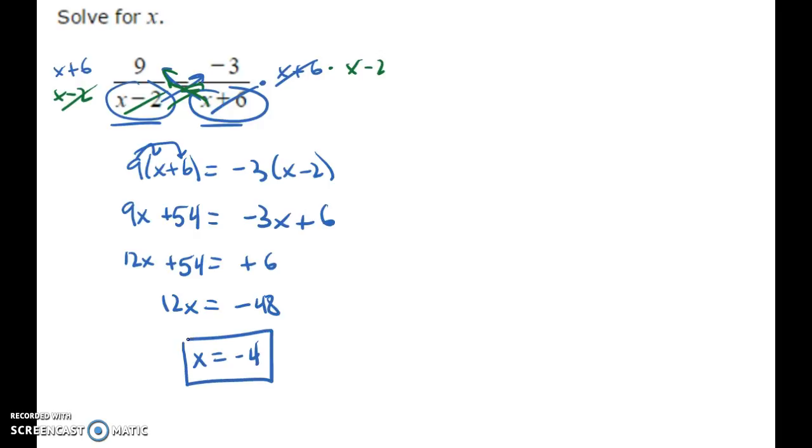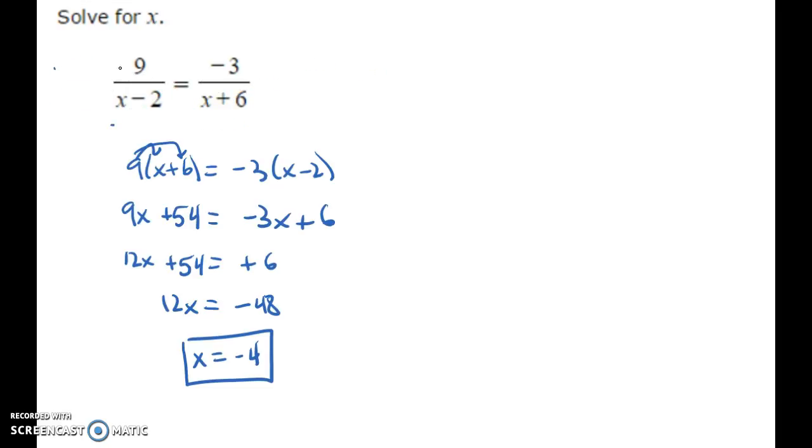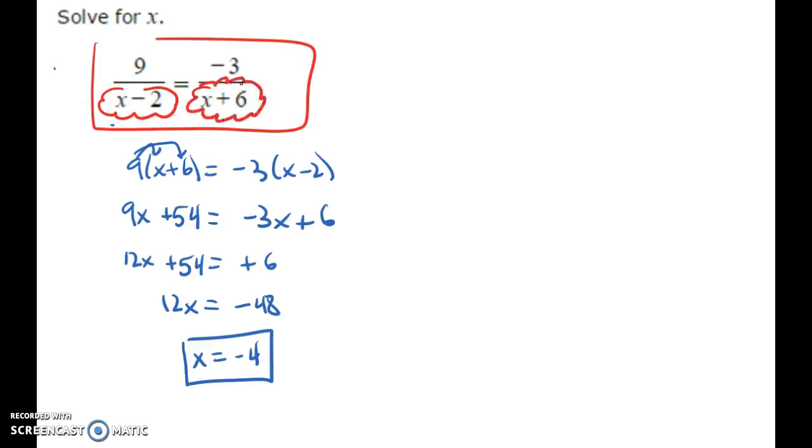Now the one thing we do have to look out for with these types of problems is once we get our answer, I'm sure all my math is right, but I still have to go back to this original problem and look very carefully at these denominators because there are certain x values that we're not allowed to have in the problem. So I need to make sure that this is not one of them. For this problem, x would not be allowed to equal 2 and x would not be allowed to equal negative 6. So this answer ends up being okay, and I can keep it.